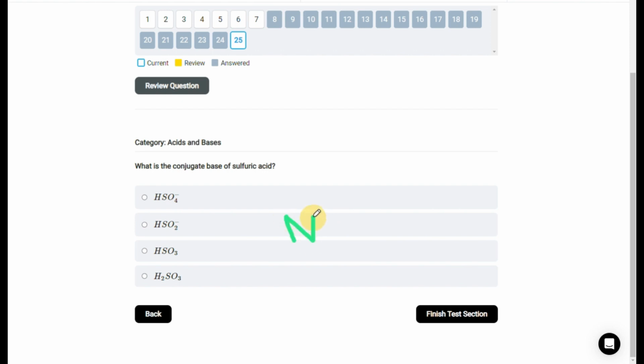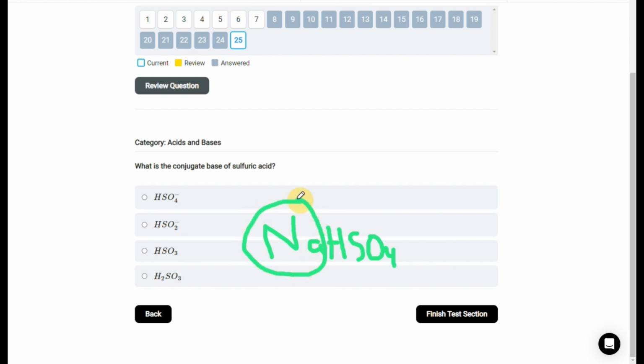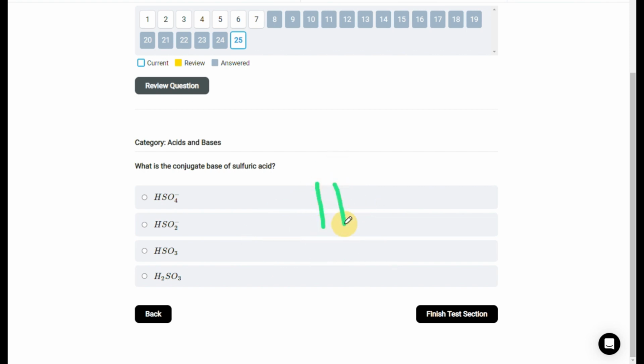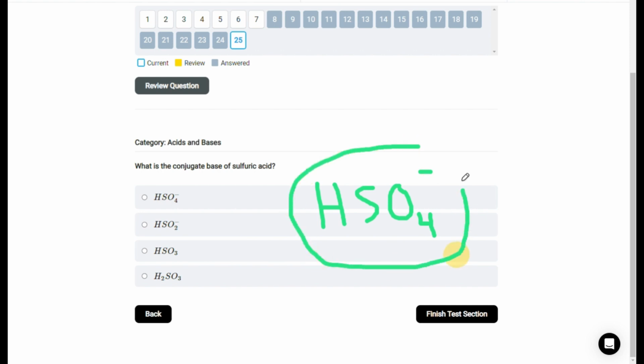Now, I'll write it again here. We don't actually see an NaHSO4. That is because Na is a spectator ion. It basically is used to balance the charge of this. Thus, if we take out the Na, which is positive, we would have a negative overall charge, and the answer would be HSO4-.